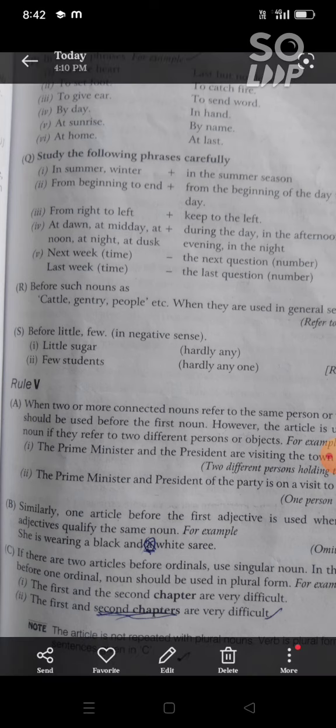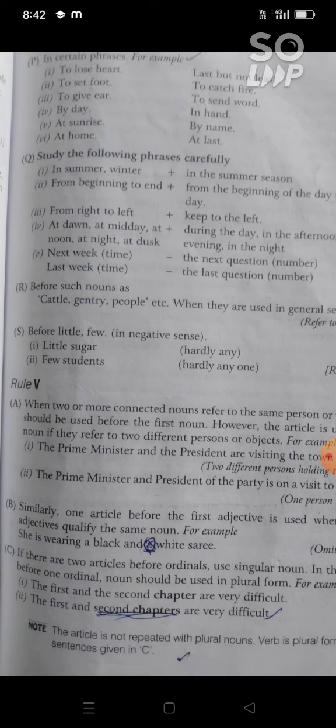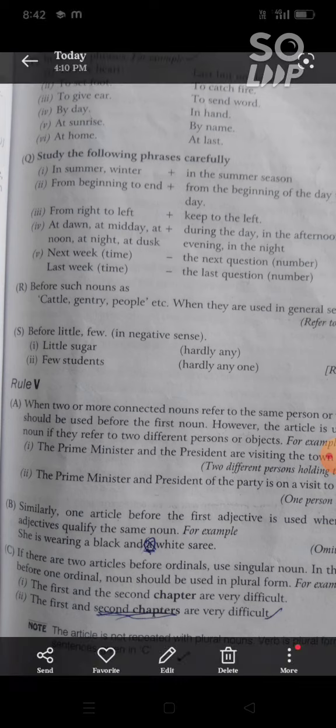And one more important point: before such nouns as cattle, gentry, people, when they are used in a general sense, we never use articles. Also little and few: little sugar, hardly any. Little sugar means a negative sense completely. Few students, hardly anyone, means a negative sense: there are no students, there is no sugar. Yes, we use little sugar, few students here. This is the most important.